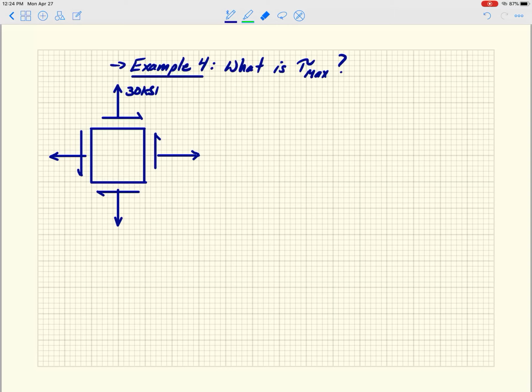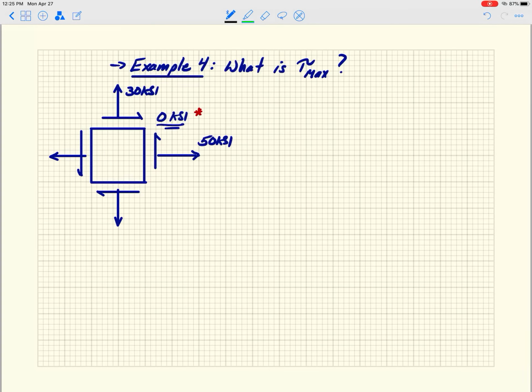Oh, let me just clean that up a little. 50 KSI, right? And the shear is 0 KSI, right? And that's important, right? Because what does it tell us about this state of stress if I tell you that there is no shear, right? Basically what it tells us is this is a principal state of stress, right? Principal state of stress.